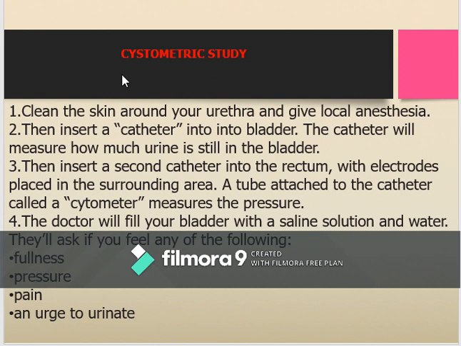So how is it done? I already told you that if these studies are not carried out using proper aseptic techniques, there is a chance of urinary tract infection. You will induce infection in your client. So the process is like, first you have to clean the skin around the urethra and give local anesthesia. Sorry, not yours, your client's.